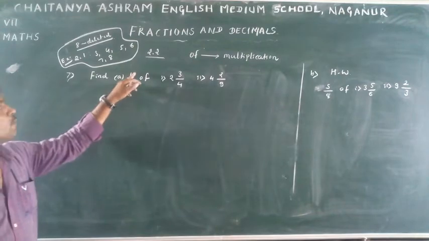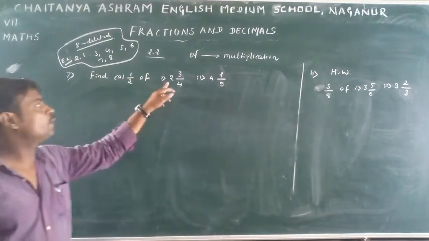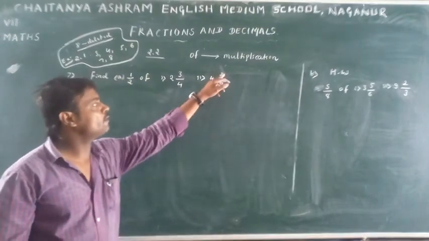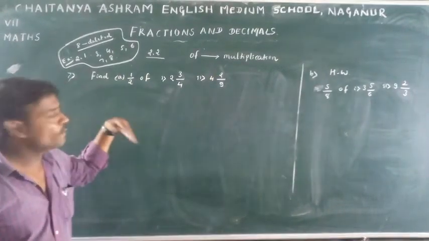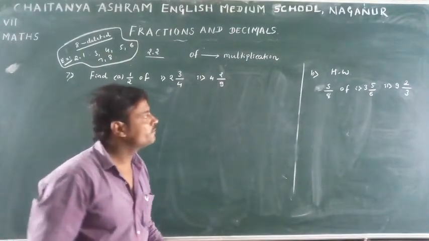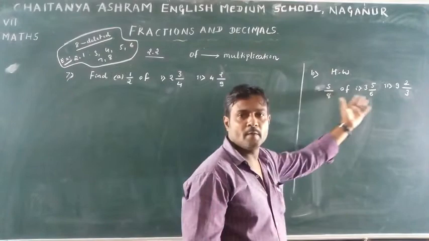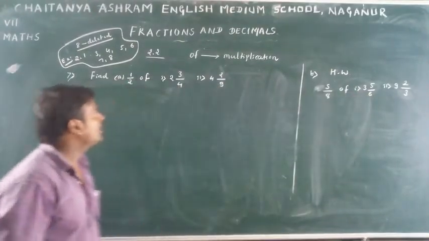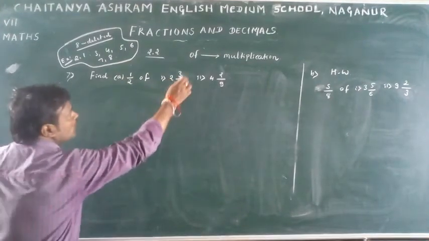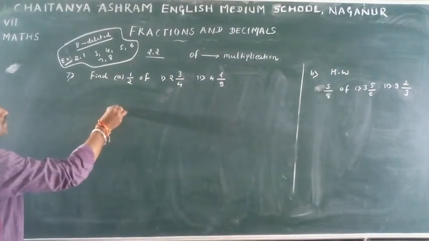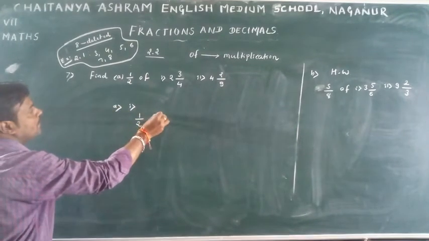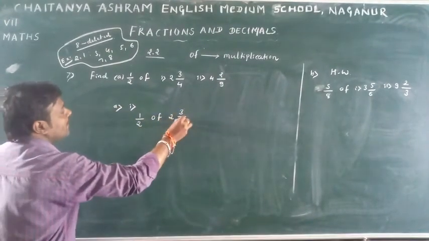Find 1 by 2 of 2 whole 3 by 4 and 1 by 2 of 4 whole 2 by 9. Okay. Now I will tell you how to solve. Follow those steps and do this in your homework. Okay. Now find half of 2 whole 3 by 4. Yes. Okay. That is the first one. First one. Half of 2 whole 3 by 4.